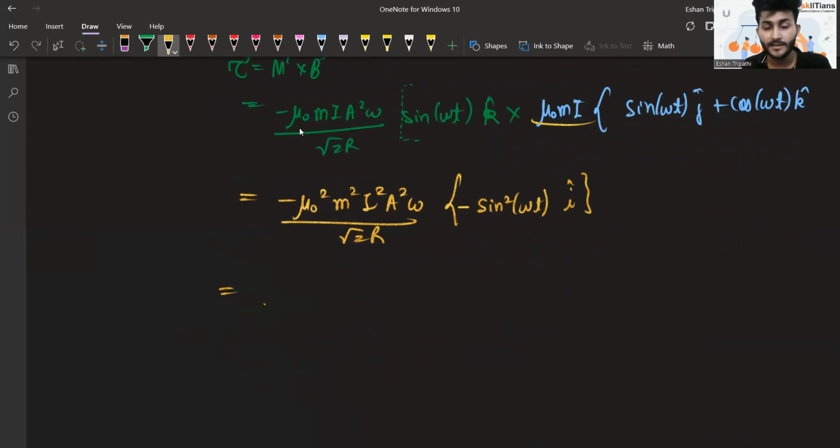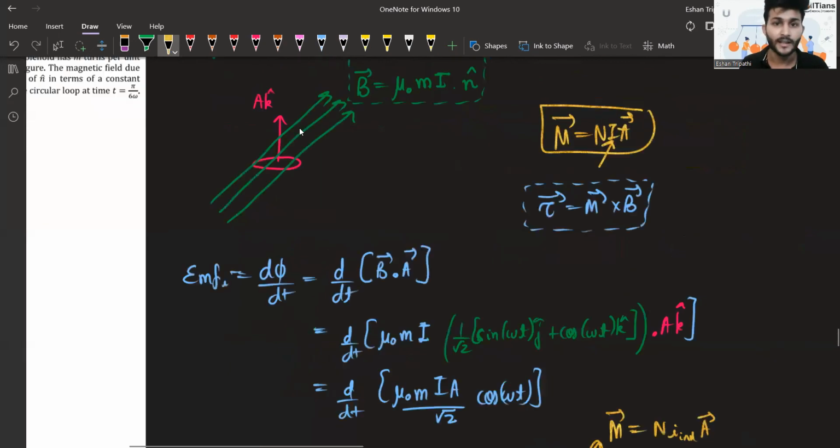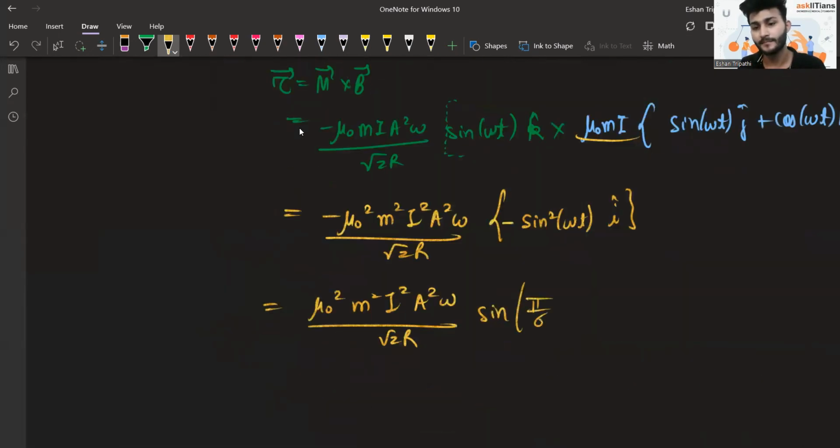So the final answer is mu naught square M square I square A square omega divided by root 2 R into sine of, what is the value of t given in the question? It's pi by 6 omega. So we just substituted, get pi by 6 I cap. So the answer comes out to be mu naught square M square I square A square omega by 2 root 2 R I cap.